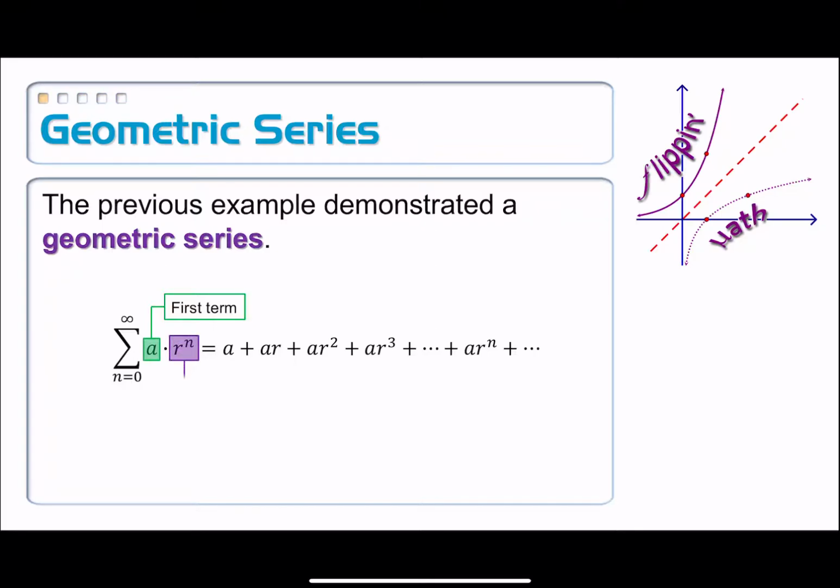Okay, the other key part to this is the r. The r is the common ratio of the consecutive terms. What that means is if I divide ar by a, the a's cancel and you're just left with r. If I take ar squared and divide by ar, the a's cancel, a factor of r cancels, and I get r again. So if I divide any two consecutive terms, I get this common ratio of r.